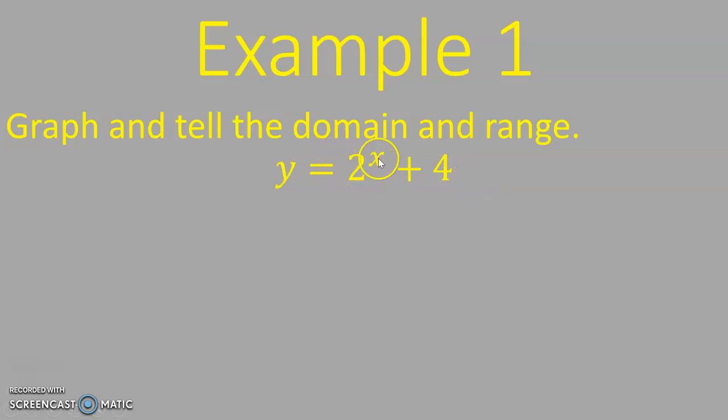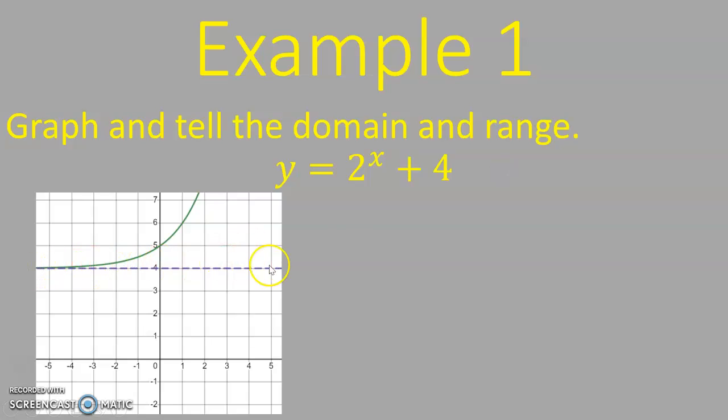We have a base raised to a variable power. So first we want to look at this outside shift. This outside shift here, the vertical shift, if you know your graph transformations, is at 4. So we want to make sure and put that 4, that purple dashed line, in this picture. You want to make sure that's there before you graph anything else.